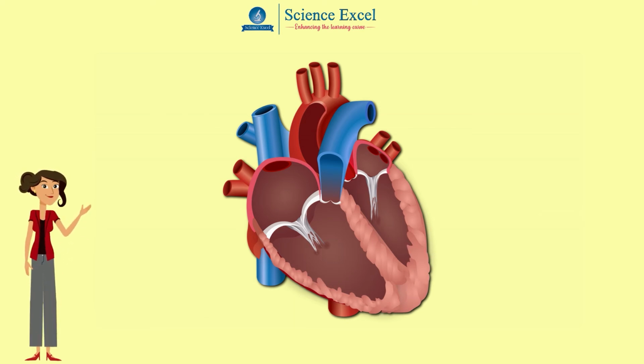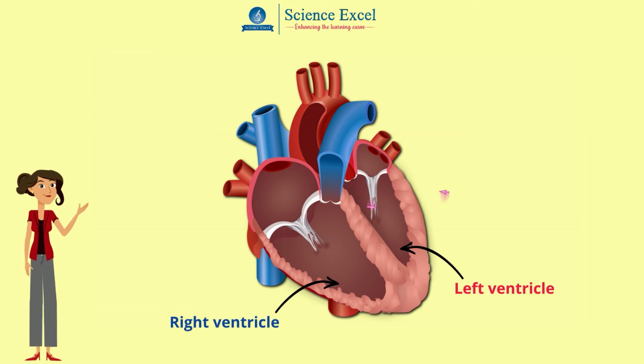Now, there is also a difference in the thickness of the walls of the right and the left ventricles. The right ventricle pumps blood to the lungs, which are very close to the heart. The left ventricle, however, pumps blood all around the body, that is, at a greater distance, which requires much more pressure as compared to the right ventricle. Therefore, the wall of the left ventricle is thicker than that of the right ventricle.